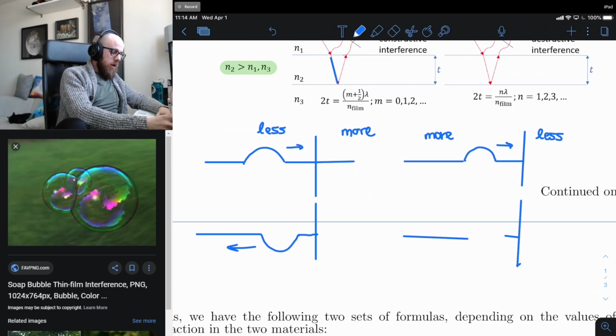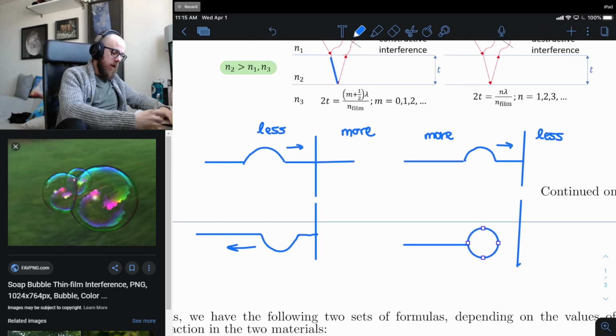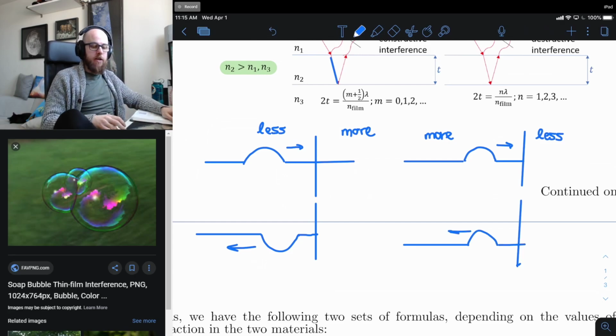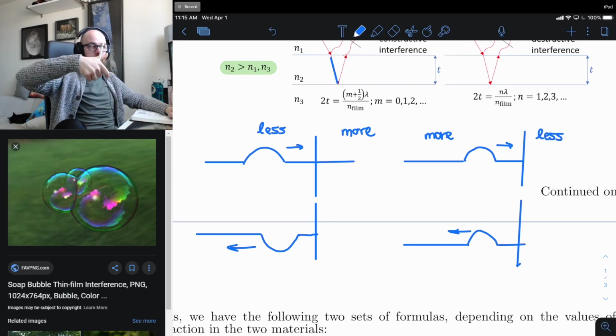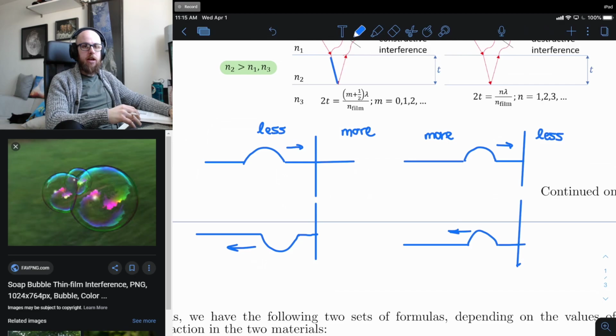Okay, so if we go from a more dense to a less dense material, then when the wave gets reflected, it's going to maintain its upright state. So it actually doesn't get inverted, meaning the reflected wave will be in the same phase as the incoming wave.